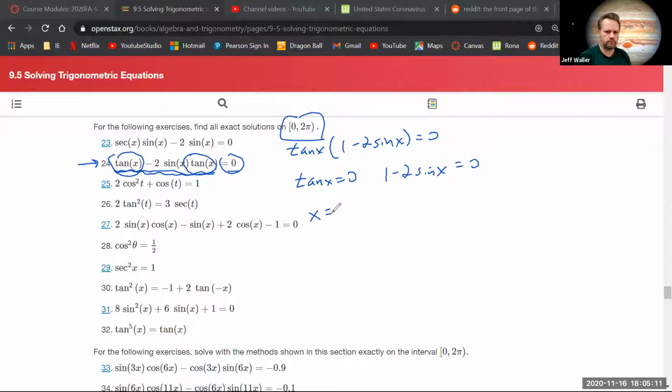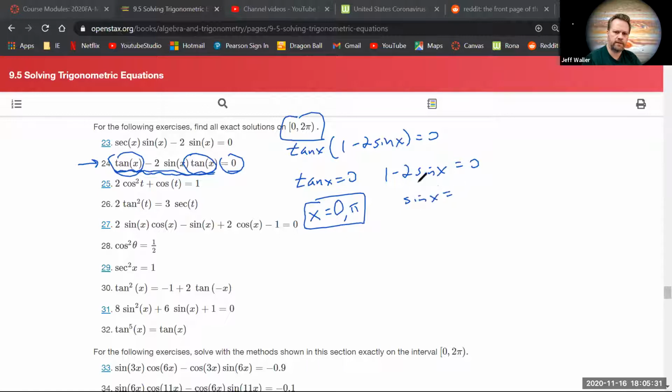What's on top of tangent? Sine. So tangent is 0 when sine is 0. When is sine 0? 0 and pi. Yes. Do you guys understand? You don't memorize more than you have to. If you're smart about things, there's less to memorize.